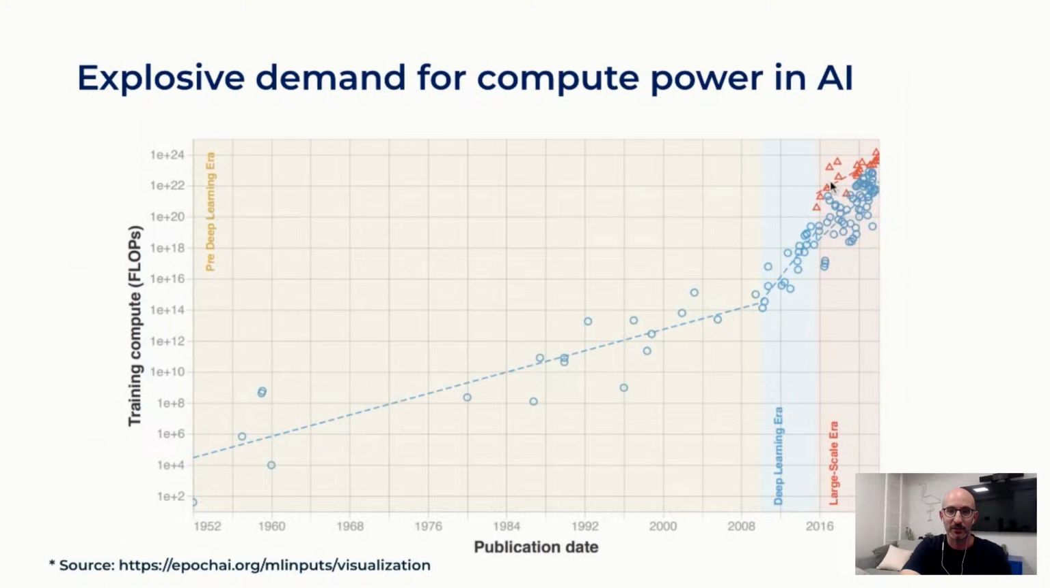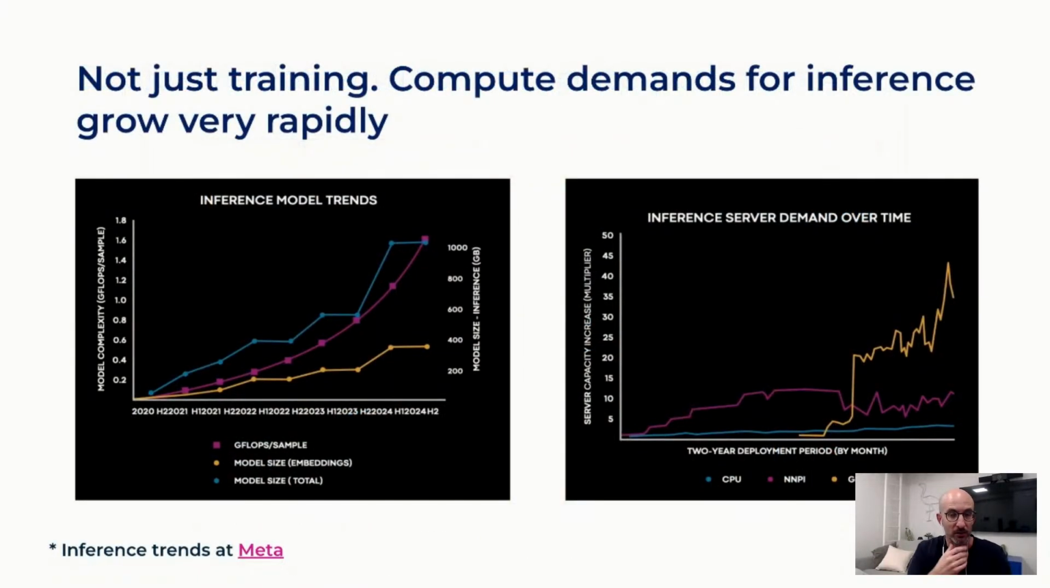And LLMs are those red marks over here. So LLMs require 2 orders of magnitude more compute power compared to traditional deep learning models. So 100x more compute power for LLMs. And it's not just for training, it's also for inference. We're seeing this rapid growth in the demand for GPUs for inference.